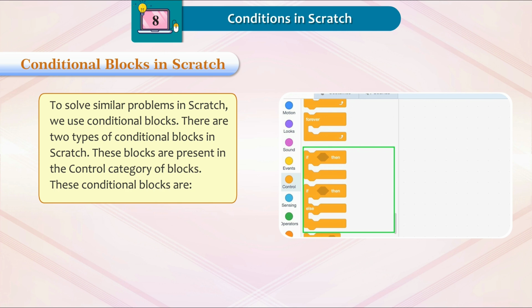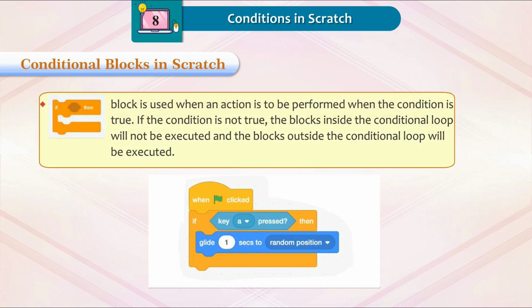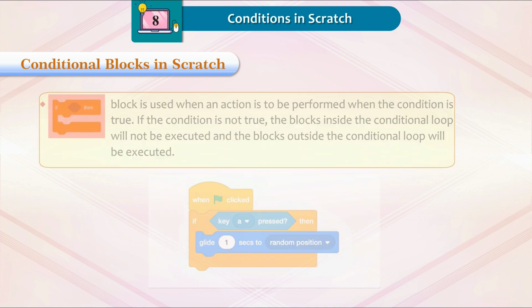There are two types of conditional blocks in Scratch. These blocks are present in the Control category of blocks. These conditional blocks are: The if-then block is used when an action is to be performed when the condition is true. If the condition is not true, the blocks inside the conditional loop will not be executed and the blocks outside the conditional loop will be executed.